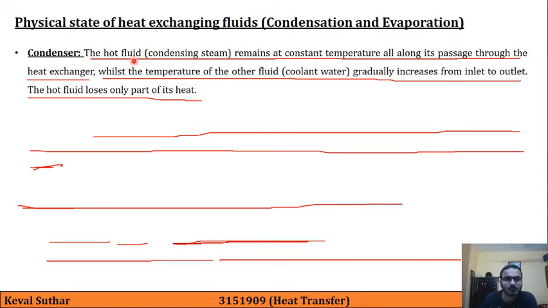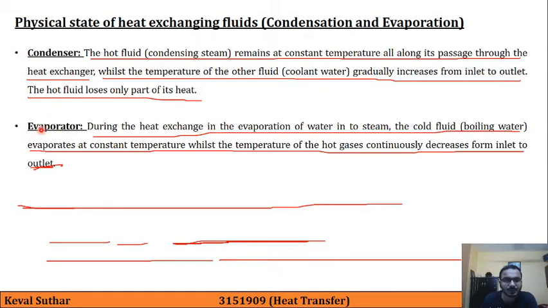In condenser, the hot fluid, that is condensing steam, remains at constant temperature all along its passage through the heat exchanger, while the temperature of other fluid, that is coolant water, gradually increases from inlet to outlet. In evaporator, here the cold fluid, that is boiling water, evaporates at constant temperature while the temperature of hot gases continuously decreases from inlet to outlet. Now in condenser and in evaporator both are having phase change processes, so essentially the temperature will remain constant, and during this heat exchange process only latent heat will be utilized.